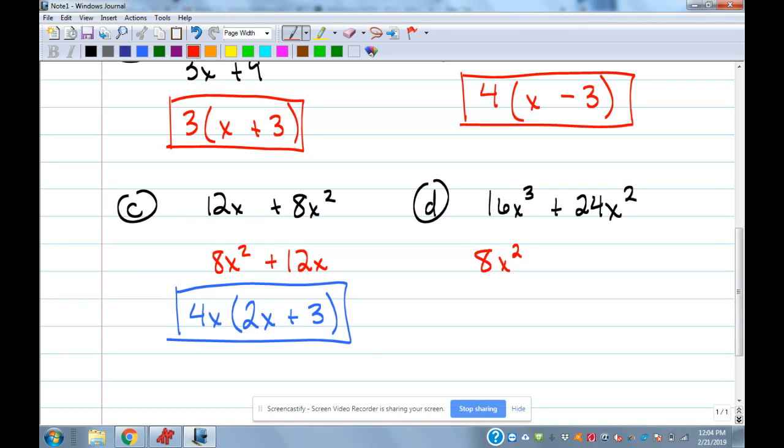Okay. So 8x squared, what would be left in the parentheses? 2x plus, be a positive 3 because 8 times positive 3 gives me positive 24. And then I don't need another x there because I've already got both of them out here.